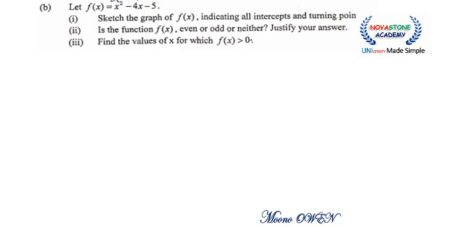Then number 3, we are told to find the values of x for which f of x is greater than 0. Now f of x is our function, x squared minus 4x minus 5. We're saying this is greater than 0. Now greater than 0 means we've upgraded. Now we're talking about inequalities. So because we've introduced the aspect of inequalities, we have to factorize this part.